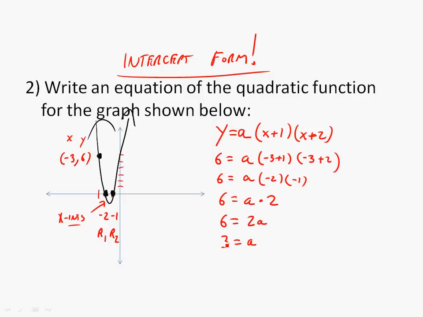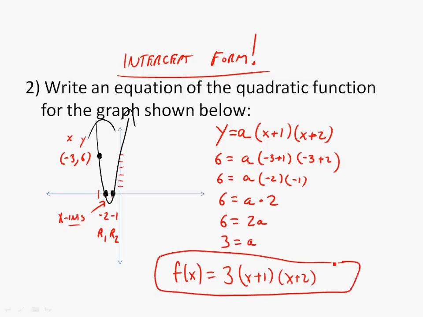A equals 3. And since the question asks for the equation of the quadratic function, I'm not done until I actually write it. So f of x equals 3 times x plus 1 times x plus 2. Notice as well, if I'm going to write the equation of a function, the function has to be a function of x, so I better make sure that I have x's in my final answer and don't just put all the numbers back in.